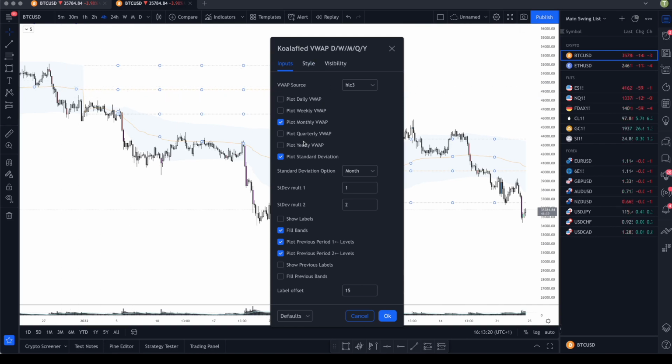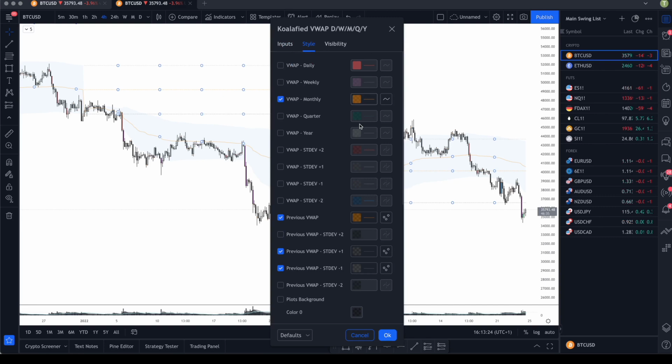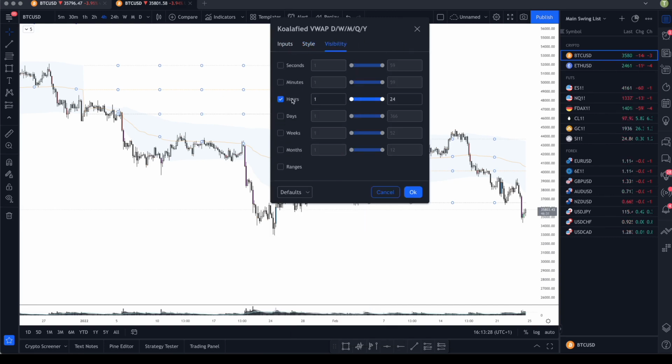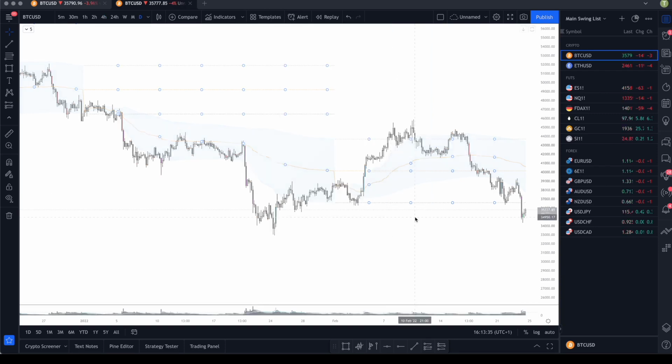You can see this is the indicator. This is how I have it basically set up. Here are the inputs, and these are the settings. You can then copy it and change the visibility. So this one with the monthly setting, I only see it on hourly charts. But if I go to the daily, I won't see it.